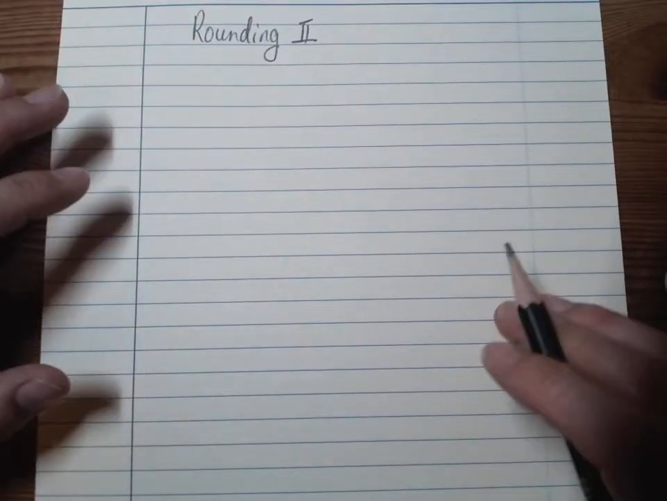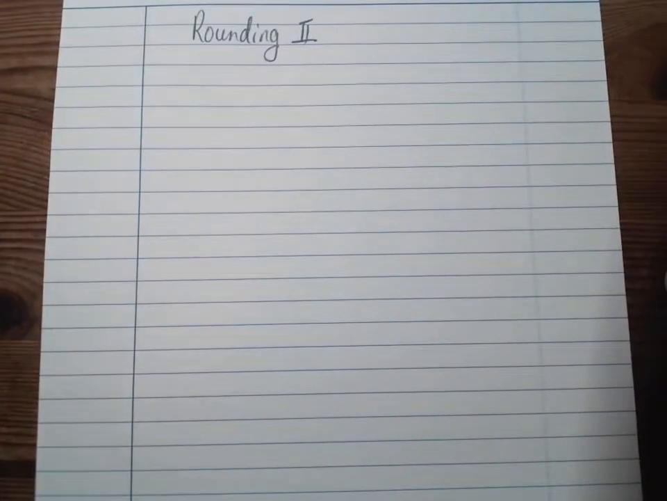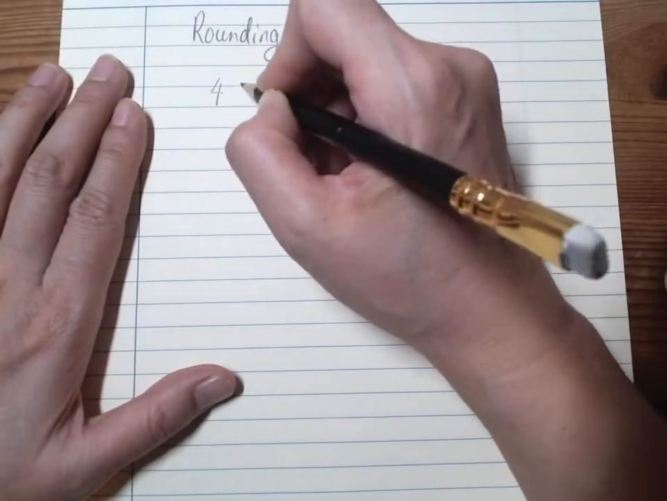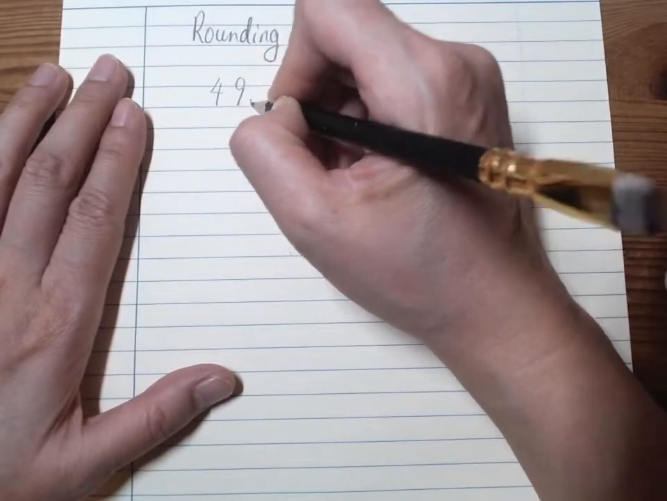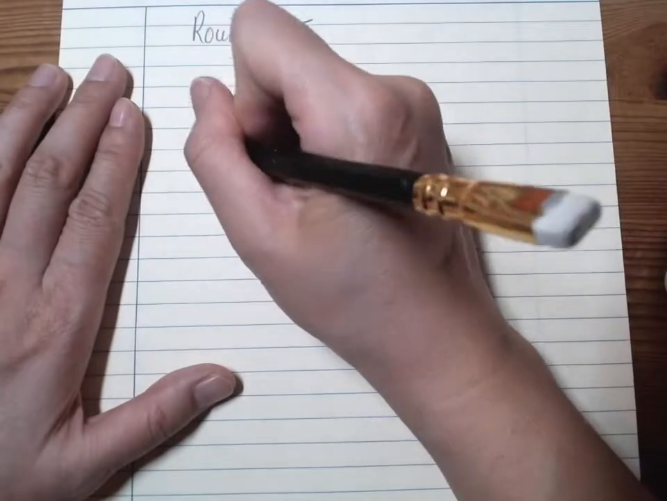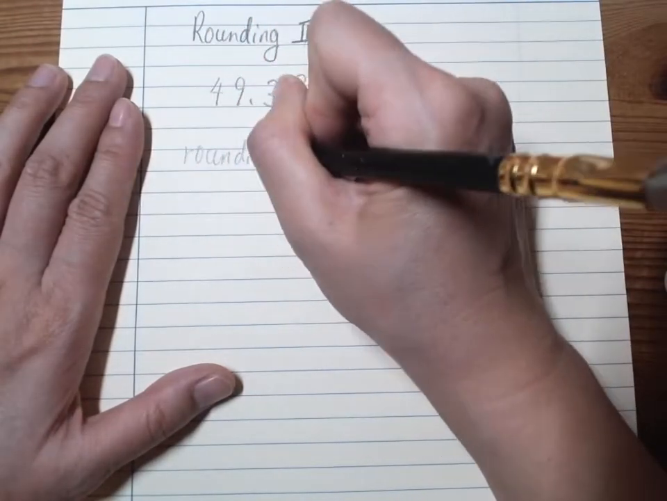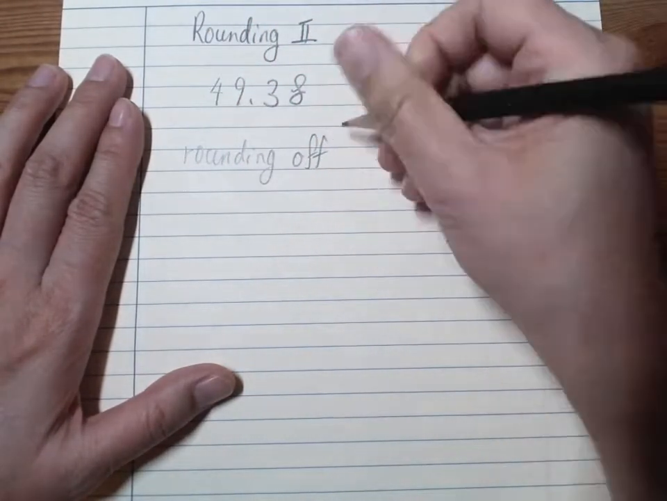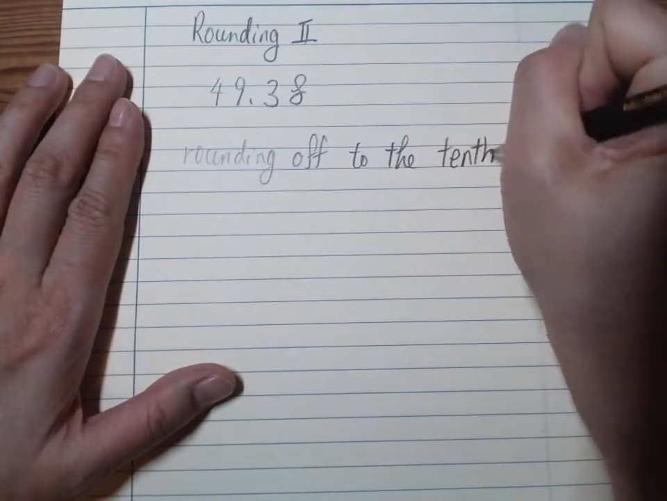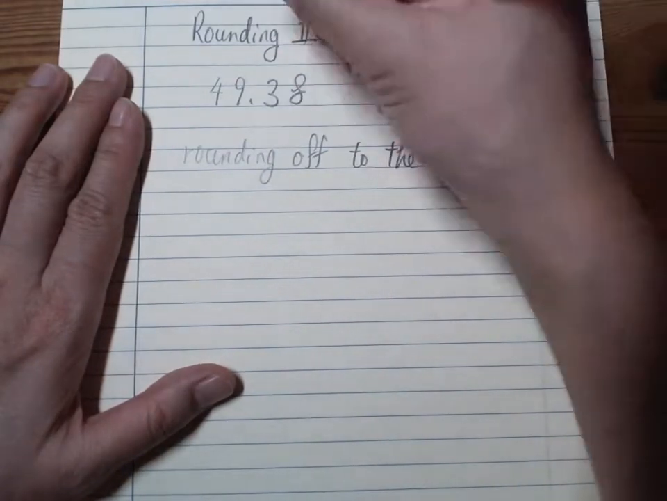So this is a rounding off video too. We're going to round off numbers with decimals. So we have 79.38, and I want you to round it off to the tenths. So we know the tenth digit is 3 here.